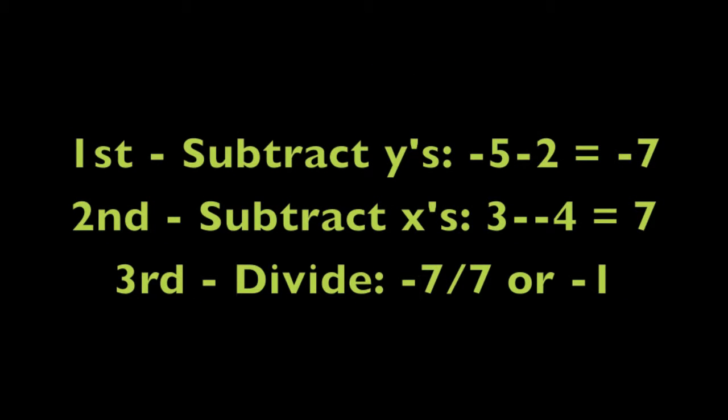First, we subtract the y's. -5 minus 2 equals -7. Then we subtract the x's. 3 minus -4 equals 7. And third, we divide. -7 divided by 7 equals -1.